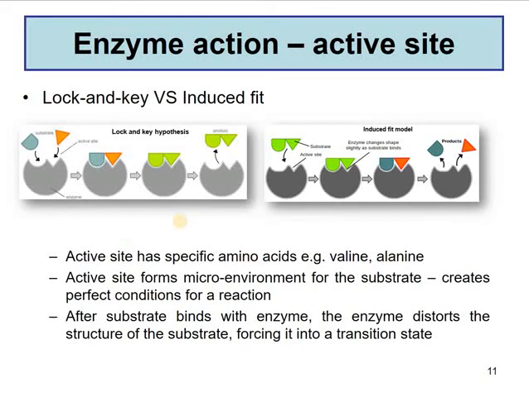But all in all, what happens is that for the reaction to actually take place, that active site has specific amino acids, a sequence of amino acids. And if that sequence is changed, then the enzyme becomes denatured, or it's mutant and it cannot do what it's supposed to. Okay, so when the substrate actually joins the enzyme, that active site forms a microenvironment for the substrate. So it creates a perfect condition for the reaction to take place.